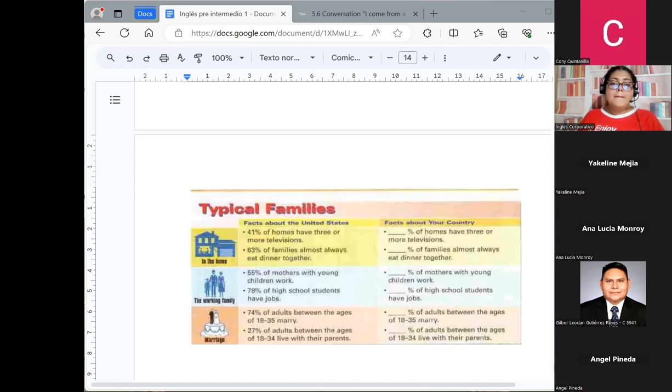Now, in marriage, 74% of adults between the ages of 18 and 35 marry. 27% of adults between the ages of 18 and 34 live with their parents.